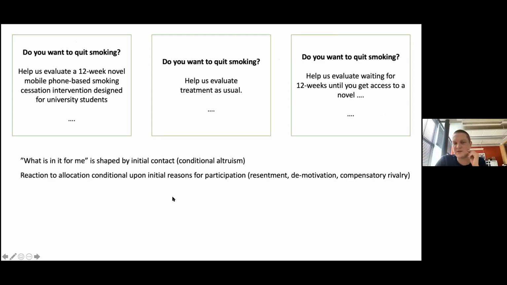Anyway, what's in it for me is very much shaped by initial contact and reasons for joining, the conditional altruism. And then I would say something that is a condition, or issues that can be affected, are the reaction to allocation. So if I've seen this poster number one and I've got this idea of what's in it for me, and then I end up in the control group, then I might be full of resentment. I might be demotivated, like, oh my God, here was my final chance to quit smoking, this new technique. I've tried everything, and now they tell me that I'm not going to get it anyway.